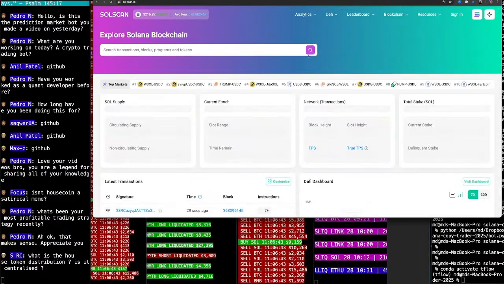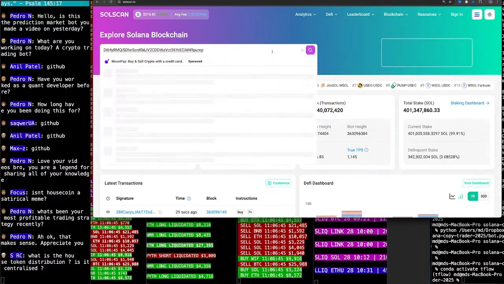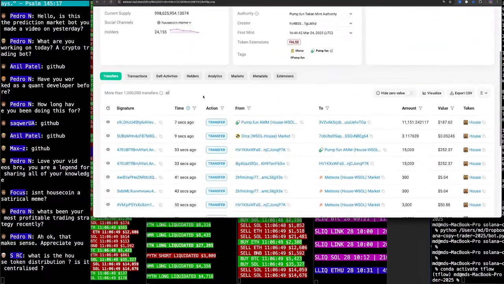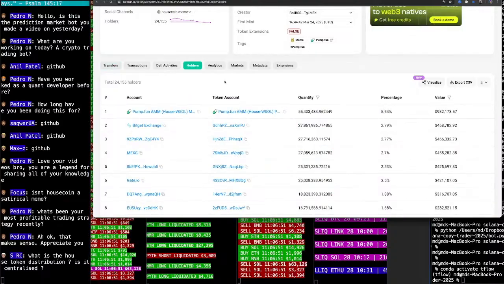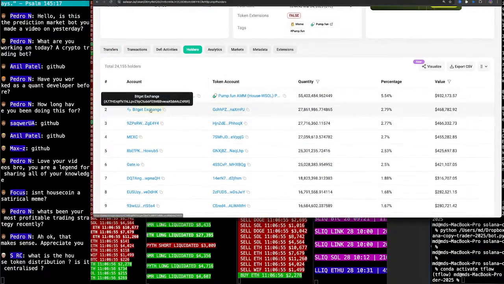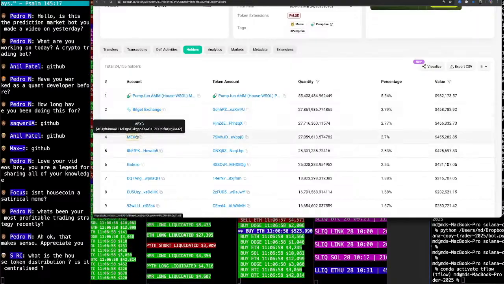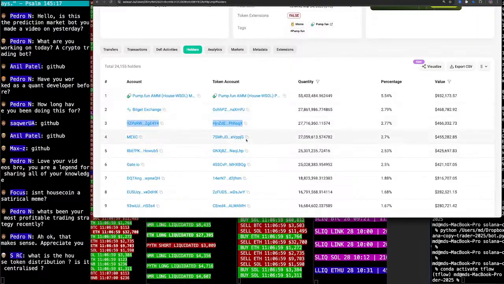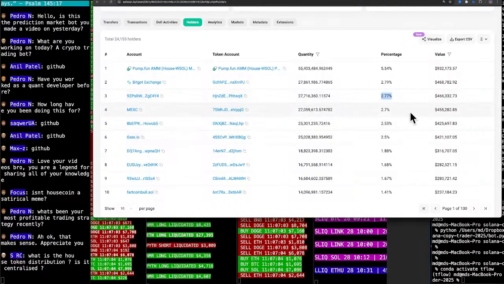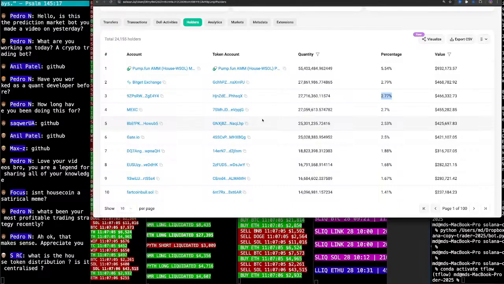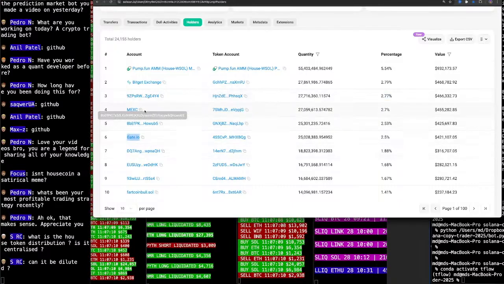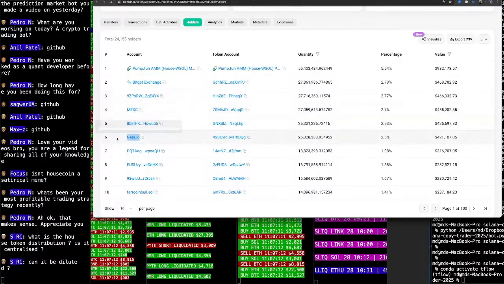Solscan. Okay, so Housecoin here. Let's see the top holders. Okay, yeah, so that's good. The 2.7% is an exchange, and MEXC is another exchange. I don't know who that other one is. It could be a person, maybe the dev or something. Could be an exchange. A lot of exchanges own this. MEXC, Gate.io.